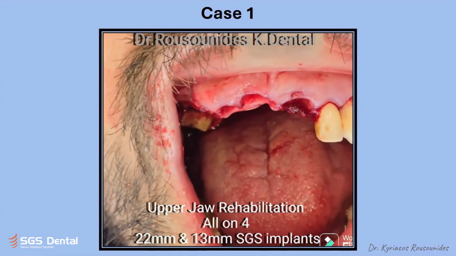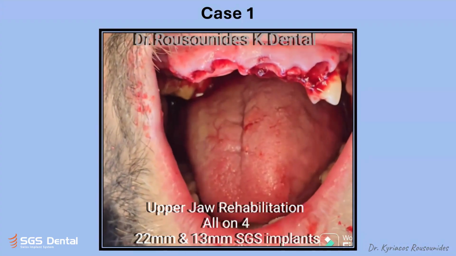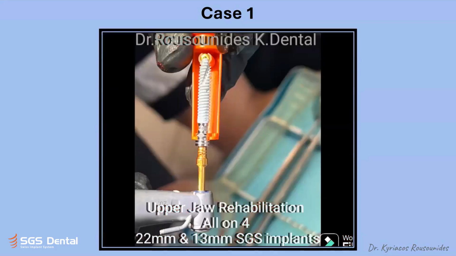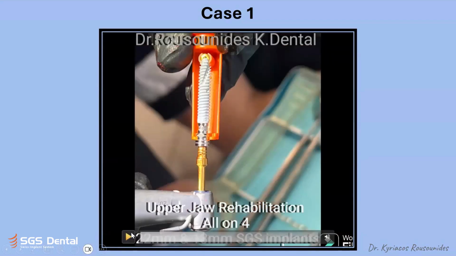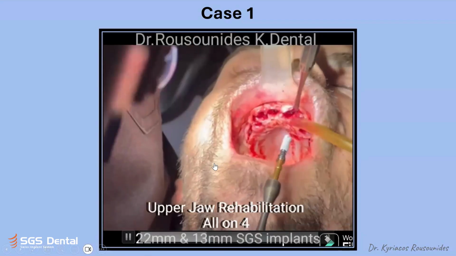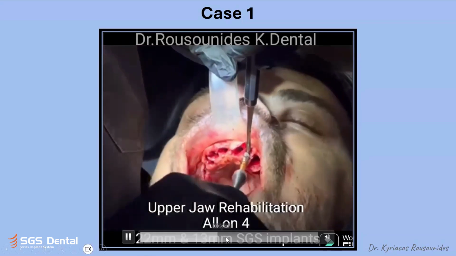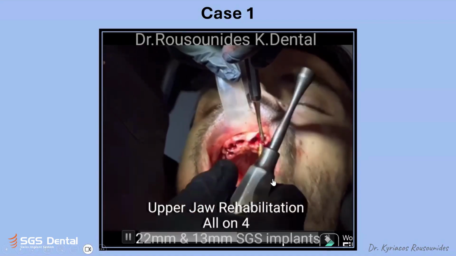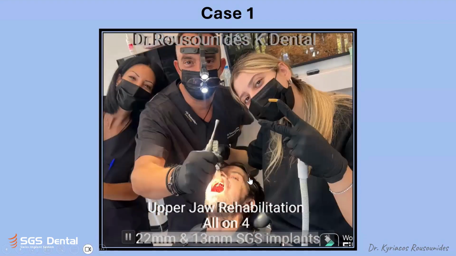We left one molar at the back for the height. We'll see it in the X-ray at the end for the bite registration. We removed that 6 months after. Here you can see the 22 millimeter implant. It's huge, as you can see. And these are the 13 millimeters. I like also the straight angulation.